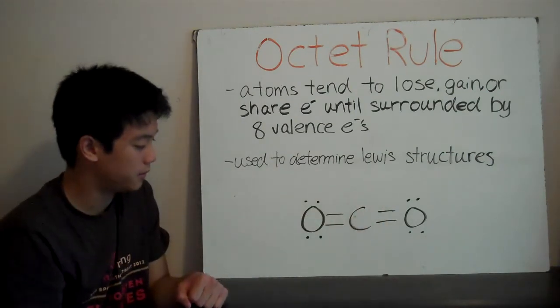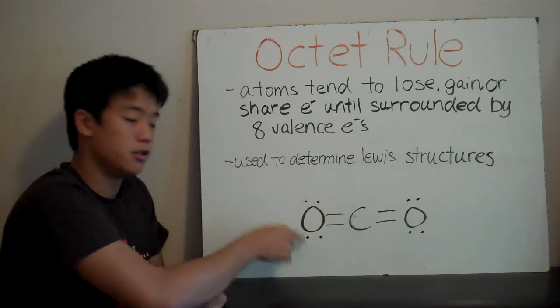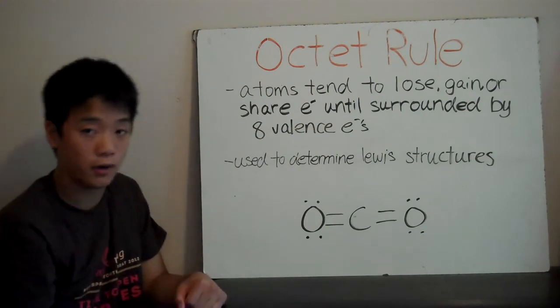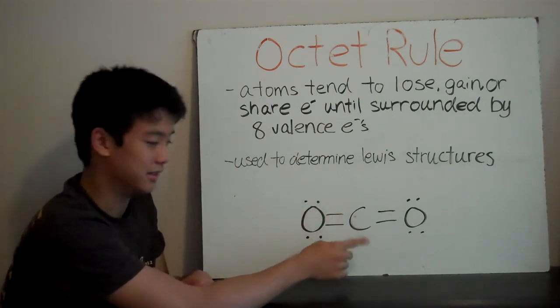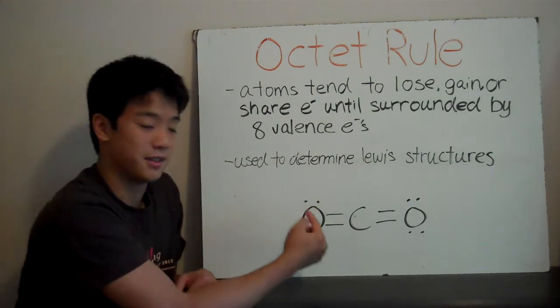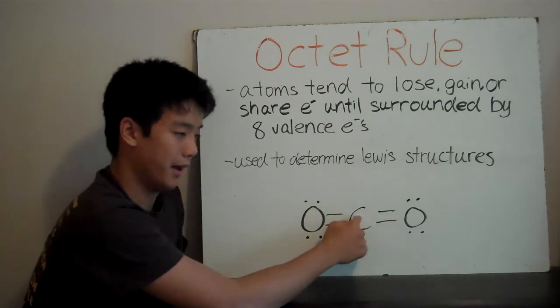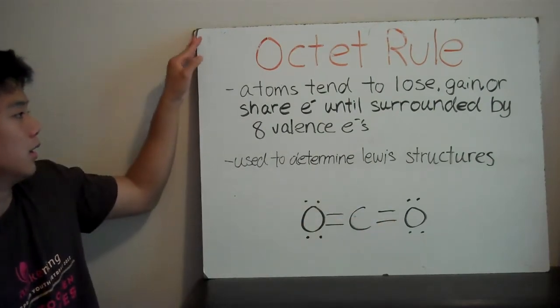Also on the oxygen atom over here, on the left and on the right, there are a total of 2 free pairs, which gives you 4 free electrons, and 2 bonding pairs, which gives you 4 bonding electrons, a total of 8 valence electrons around the oxygen atom as well as the carbon atom. Therefore, this CO2 structure is favored.